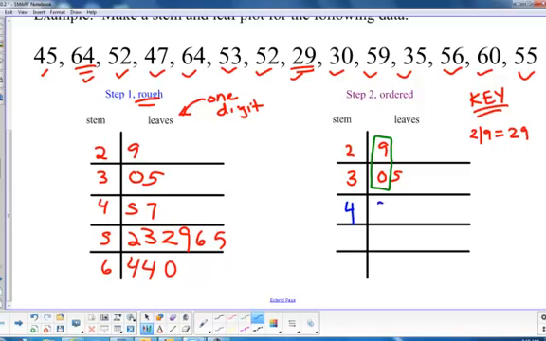4 is 5 and 7. If we need to put these in order, so we have 2 2s, a 3, a 5, a 6, and a 9. And then for my 6, I have a 0 and 2 4s.